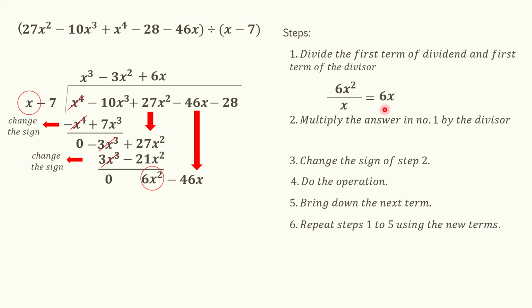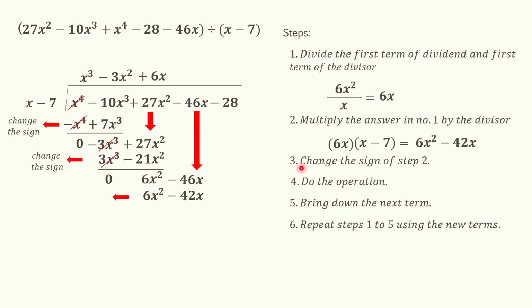Then multiply this one to the step number 2, i-multiply natin yan sa divisor. So we'll have 6x times x, that is 6x squared. We have now 6x times negative 7, that is negative 42x. Again, put it here with the same, yung magkapareho ng exponent. So we have 6x squared minus 42x. Okay? Then, do the operation.